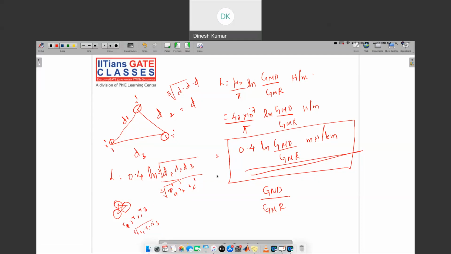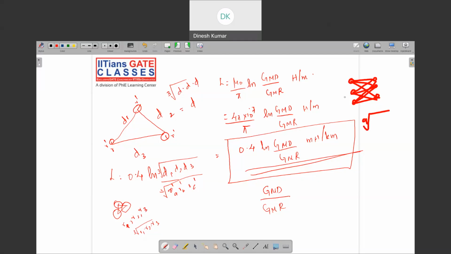Okay. So that's how we have to find it. Another example I can think about: 1, 2, 3, and here also 1, 2, 3. So there will be this distance, this distance, this distance, then this distance, this distance, this distance, and so on. A total of 9 distances would be there. So the 9th root we have to take for finding GMD, and the 6th root for GMR. Like this we have to find each and every GMD and GMR for finding this particular inductance. Okay. So I hope you understood how to find the inductance of a transmission line. We can write all these things.